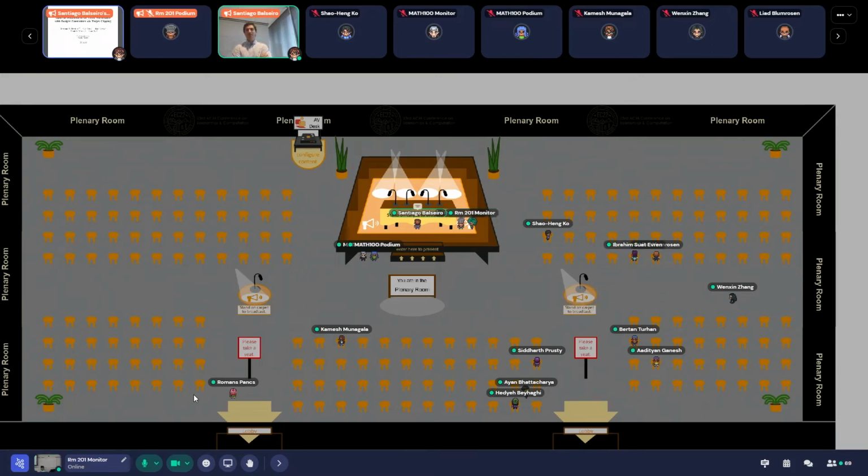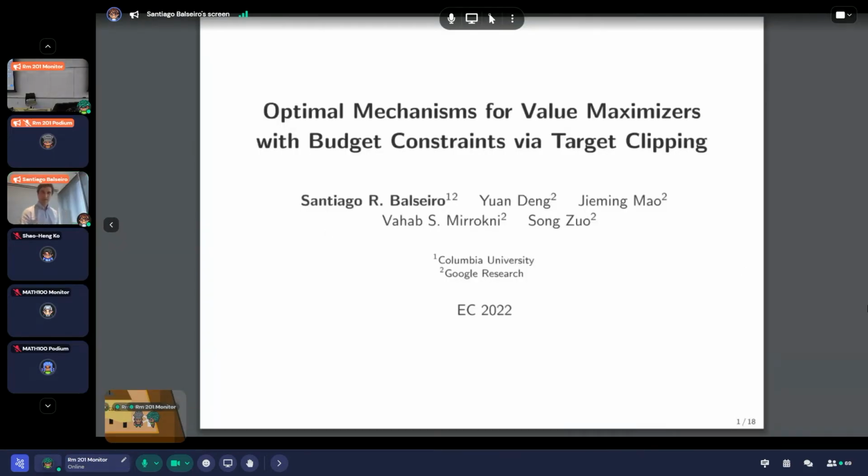I'm going to present optimal mechanism for value maximizer with budget constraints via target clipping. And this is joint work with Yuan Deng, Jieming Mao, Vahab Mirrokni, and Song Zuo from Google Research.